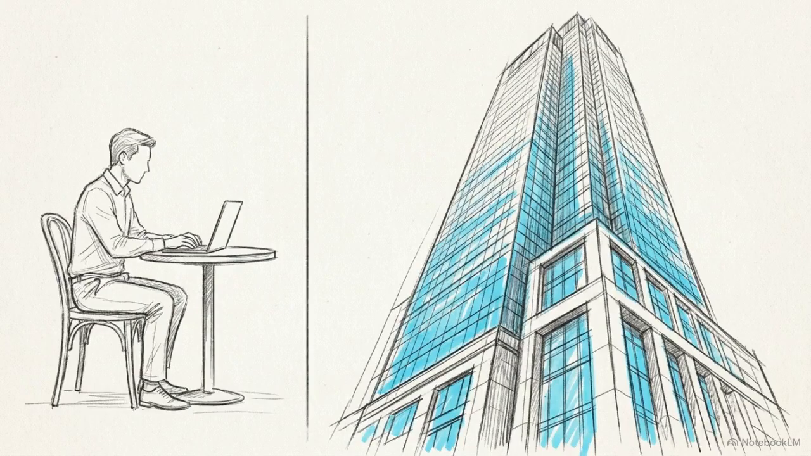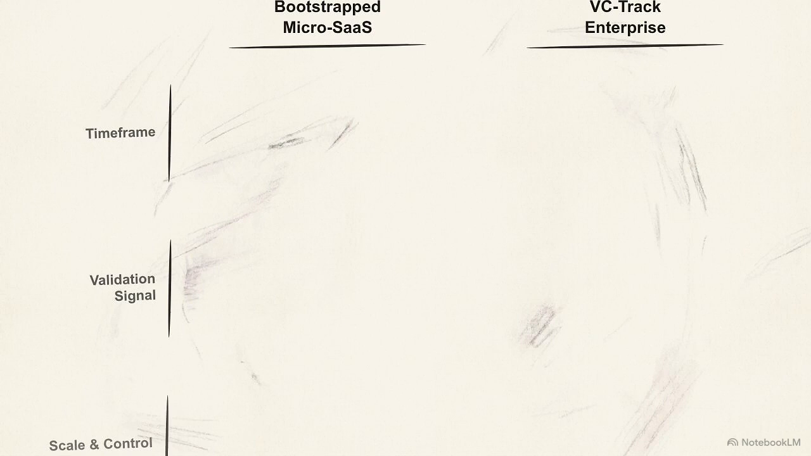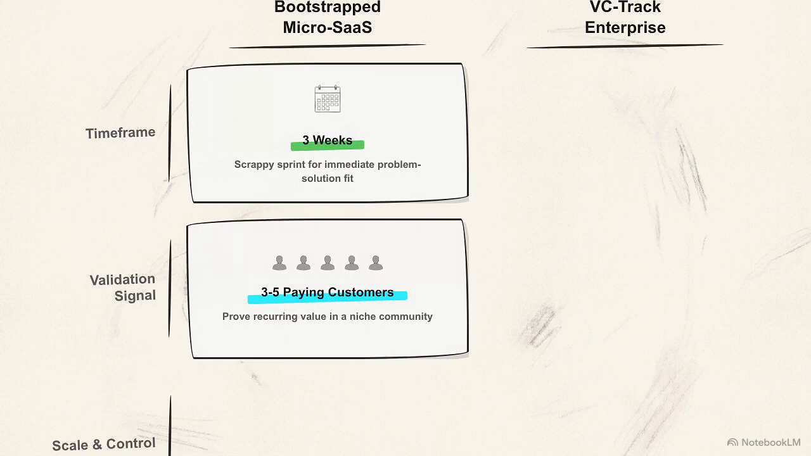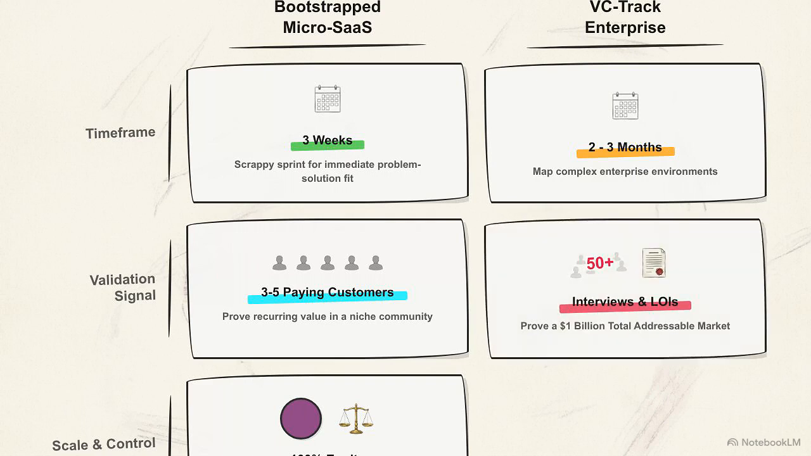Validation depth is not a one-size-fits-all metric. The proof required changes based on how you intend to fund the company. This matrix breaks down the validation threshold for 2 main founder profiles: the bootstrapped micro SaaS founder and the VC-track enterprise founder. If you are bootstrapping, you operate in niche communities. You run a quick 3-week validation sprint aiming to secure 3 to 5 early paying customers. This path results in slower organic growth, but you retain 100% of your equity and total decision-making control.